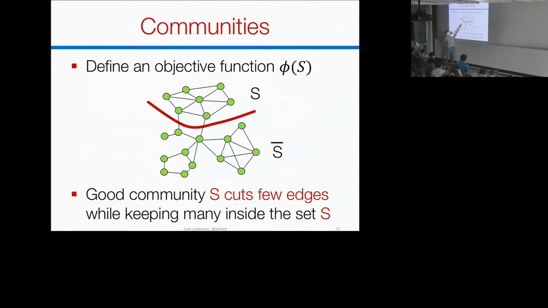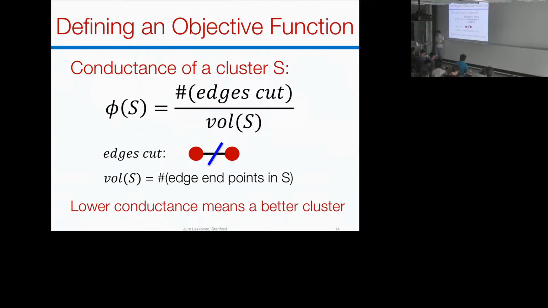The idea is that a set S is a good cluster if it has many edges between the members of the set and few edges that cross outside the set. You can think of this as a cut, right? I'm cutting the set of nodes S away from the rest of the network. The most common objective is called conductance, which is basically a surface to volume type ratio. The quality of a cluster S is the number of edges I have to cut divided by the volume of that set S.